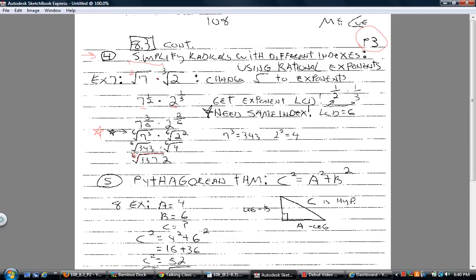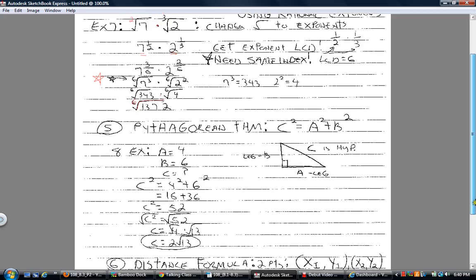Okay, so those are a little tricky here. Get a couple of them on the homework. You got to think of converting into exponents and then getting the same exponents with the same LCD, and then convert back to radical. And then once you've got the same index number, like I said, the 6's, you now multiply underneath the radicals. And there you go.